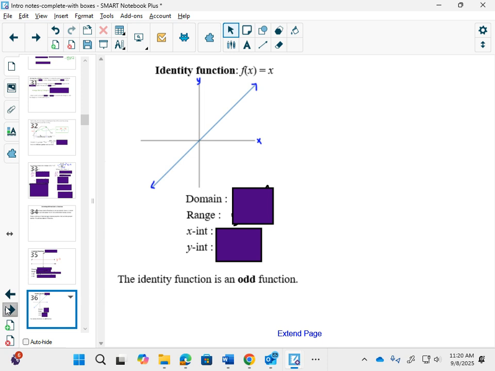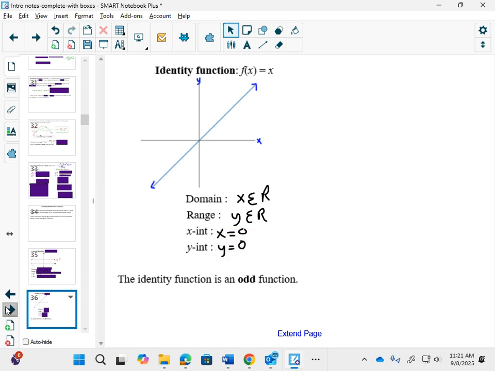What's y when x is 3? What's y when x is 1? Right? So you are always equal to yourself. That's why it's called the identity function. Domain and range are everything. X-intercept and y-intercept are 0.